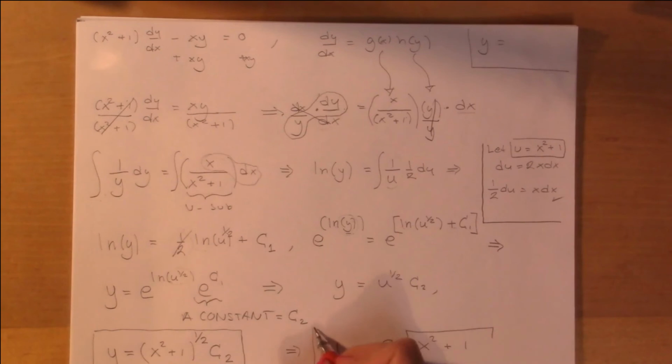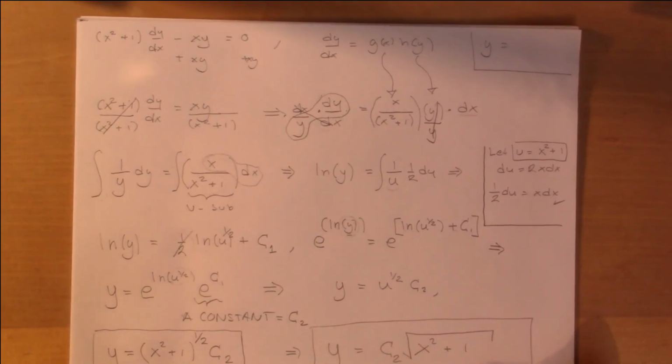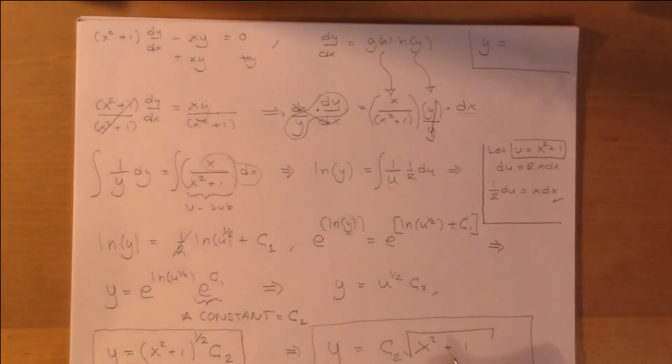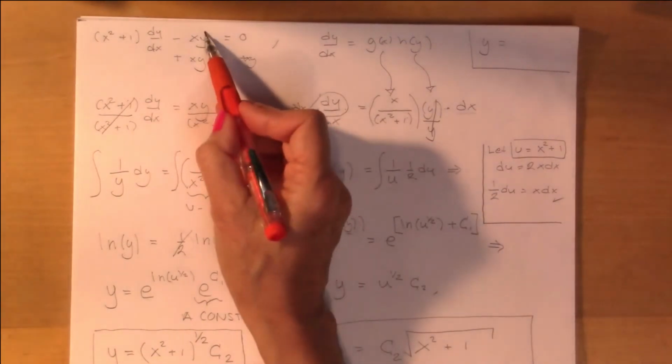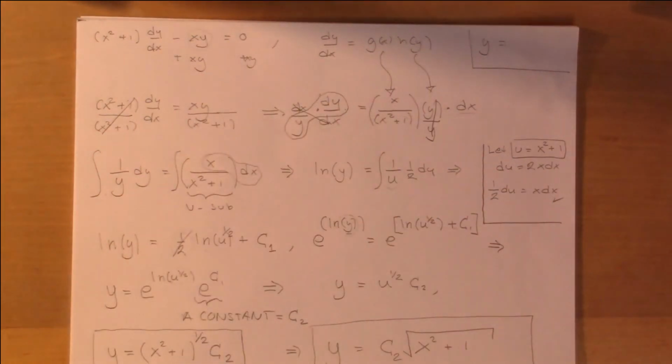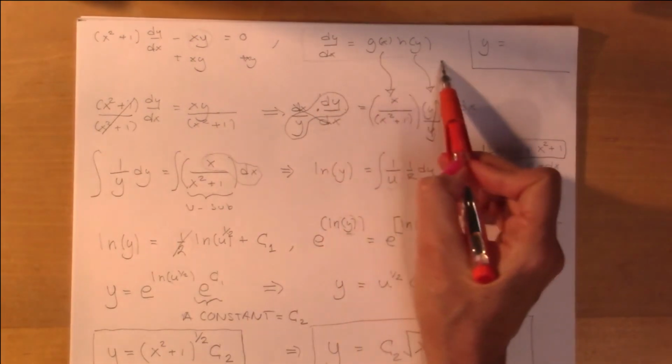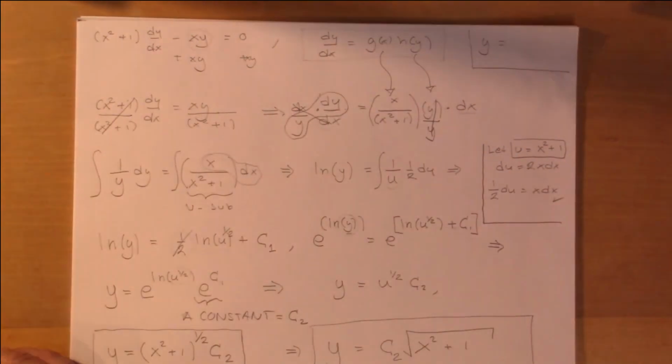Voila, there you go. So the trick with these ones is to recognize when you have x times y. Whenever you see something like that, you use separation of variables.